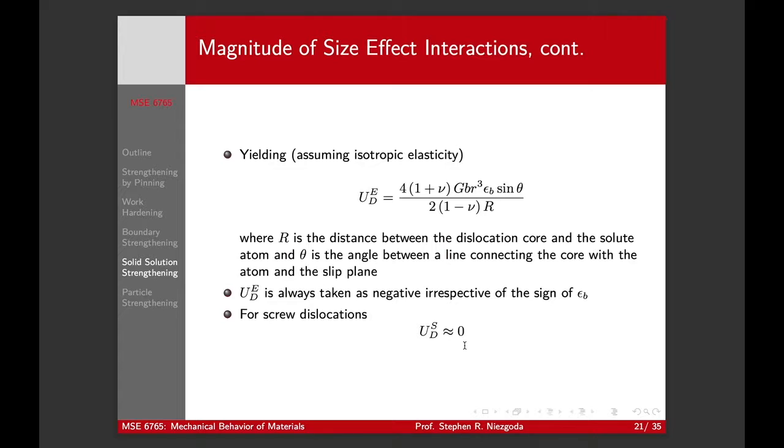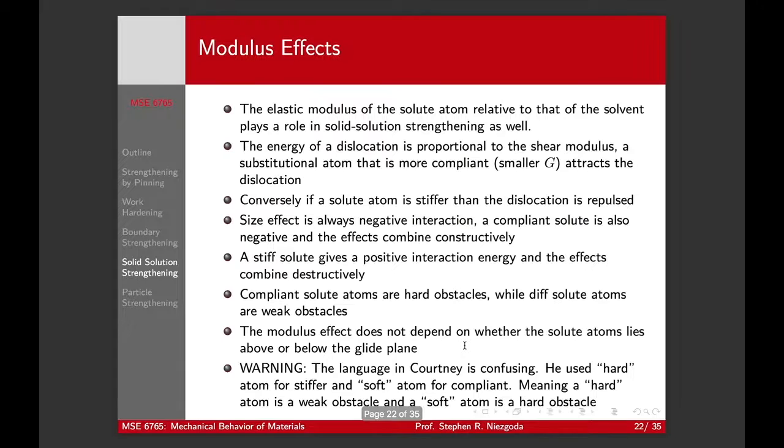Again, because this is a spherically symmetric distortion, and the screw dislocation only has shear components. So if you work through it, you'll see that it can't possibly interact. Now that's the first interaction. That's the size interaction. That comes from simply replacing the solvent atoms with larger or smaller solute atoms.